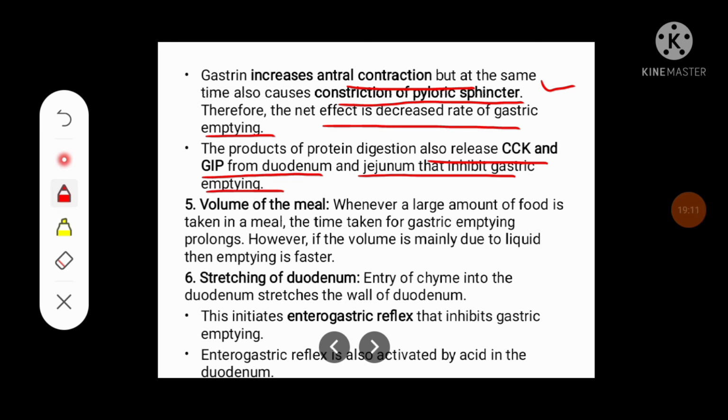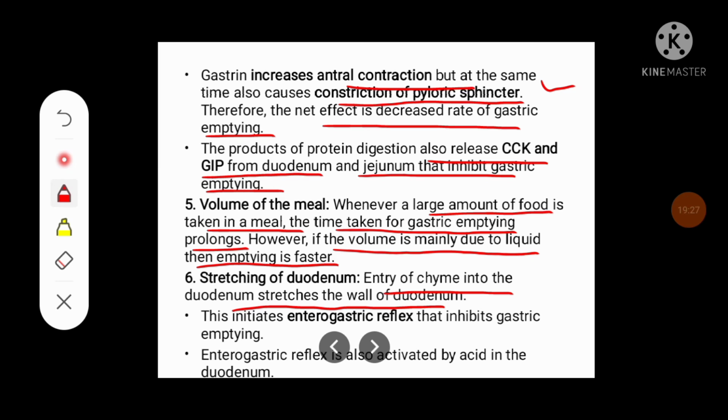Volume of the meal. Whenever a large amount of food is taken in a meal, the time taken for gastric emptying prolongs. However, if the volume is mainly due to liquid, then emptying is faster. Stretching of the duodenum. Entry of the chyme into the duodenum stretches the wall of the duodenum. So this initiates the enterogastric reflex that inhibits gastric emptying.